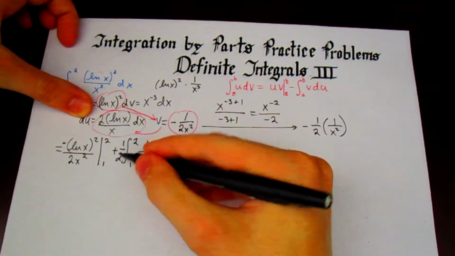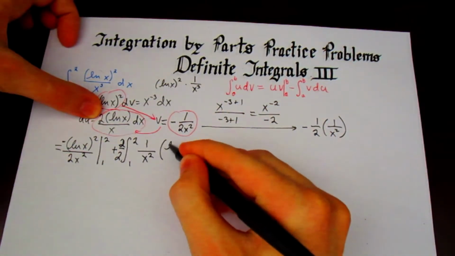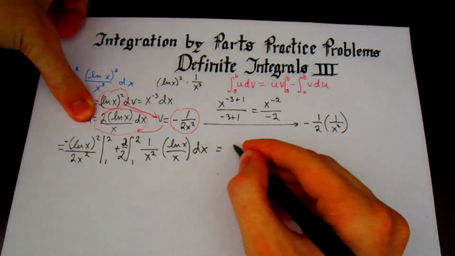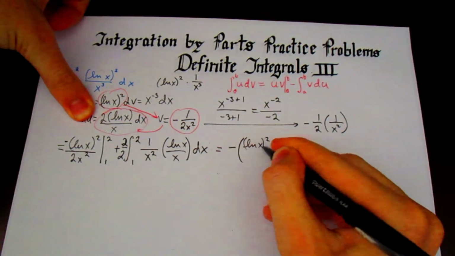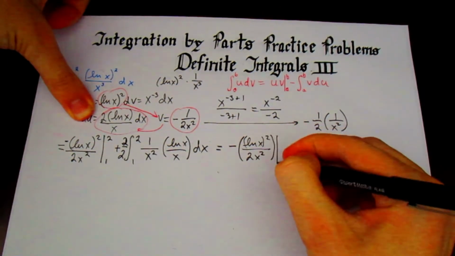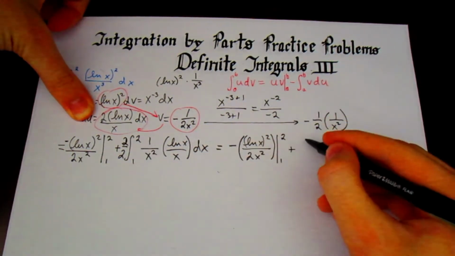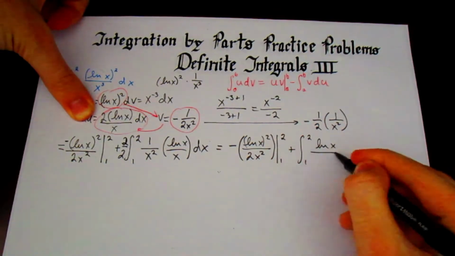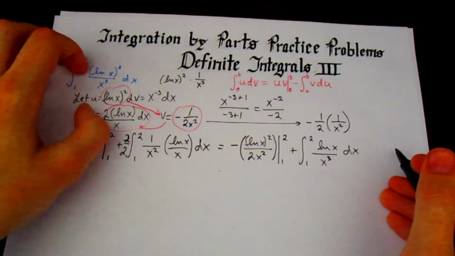I'm going to multiply it here, so 2 times 1 is 2, so it's the same thing if I do that, times natural log of x over x dx. And that's going to equal negative (ln of x) quantity squared over 2x squared integrated from 1 to 2 plus, okay, that 2 over 2 is 1, so we don't have to write it. The integral from 1 to 2, 1 times natural log of x is natural log of x squared times x is x cubed, dx. Okay, we're probably halfway done.